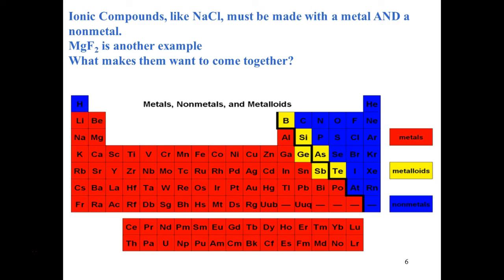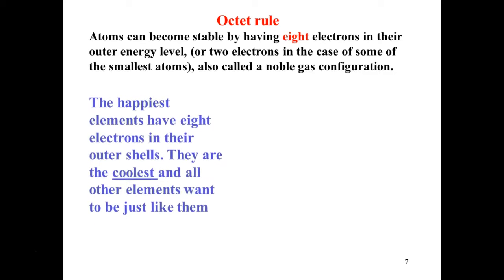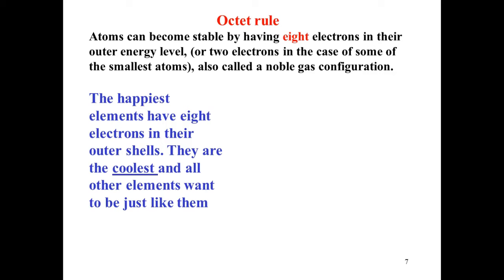So what makes them come together in the first place? Well, there's this rule that's going to be really important called the octet rule. With the octet rule, atoms can become very stable by having 8 electrons in their outer shell, or 2 electrons in the case of the smallest atoms, like hydrogen and helium, right? We also call this noble gas configuration. So the happiest elements have 8 electrons in their outer shell.